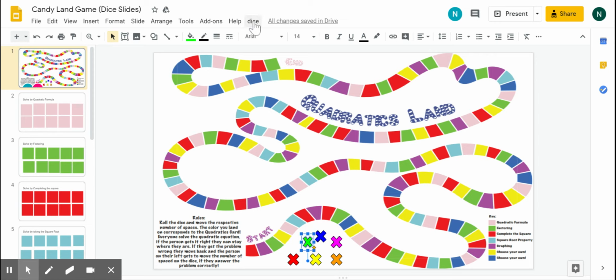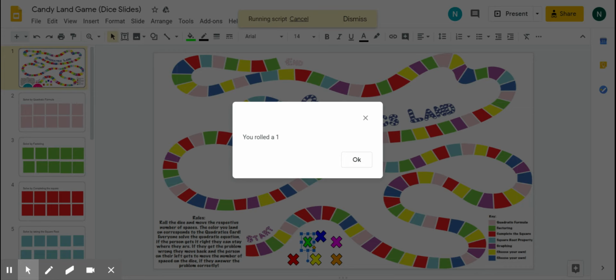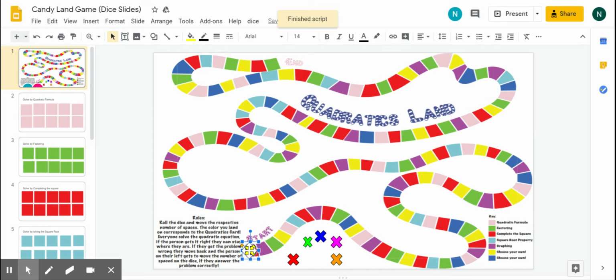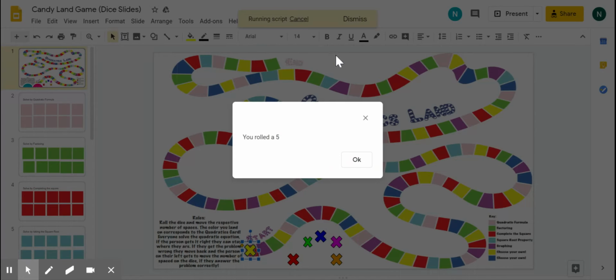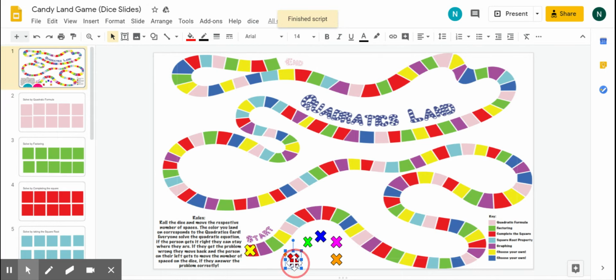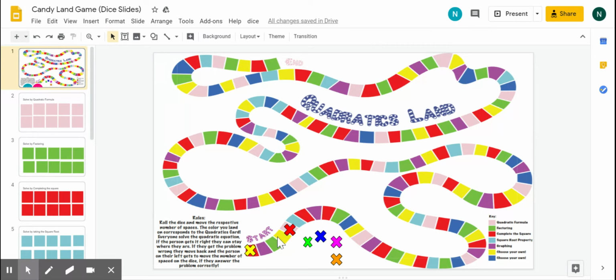So if you go to the top, it says dice. If I click on dice, I'm going to click roll die, and it says you rolled a 1. So then I would move my piece 1 space. Then my partner, whoever I'm going against, is going to roll the dice, and they got a 5. So then they're going to move 1, 2, 3, 4, 5 spots. Now, if we're only playing with one other person, there's only going to be 2 pieces. If you want to play with more people, that's up to you.